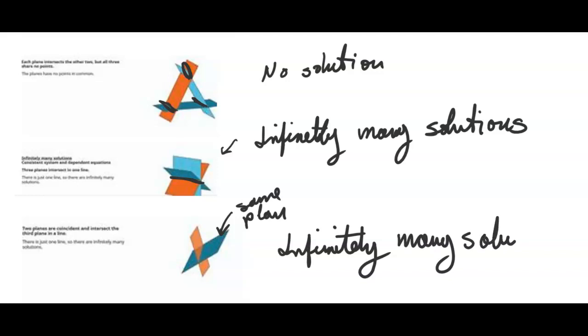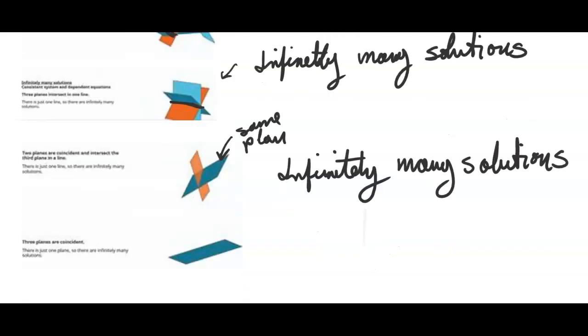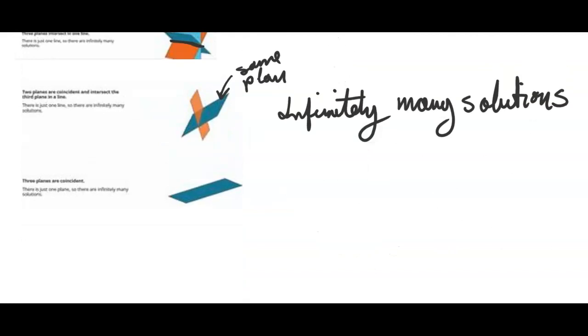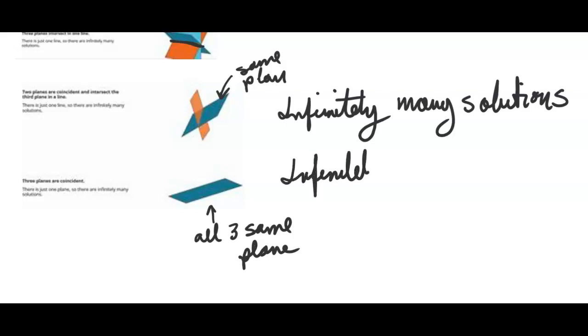Now, don't worry about the pictures too much. You don't have to draw them. We're just trying to give you a visual of what we're talking about as far as these systems go. So it's information, hopefully, oh, forgot the last one. So all three planes are coincident. It's all three planes were the same. So all three the same. Same plane. And so you get infinitely many solutions.